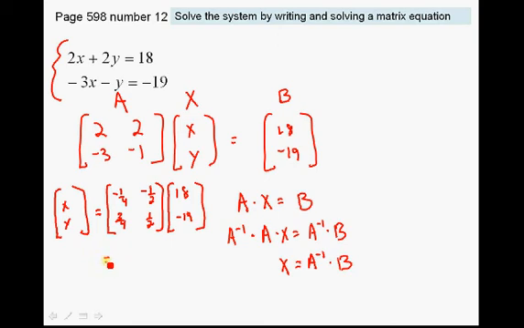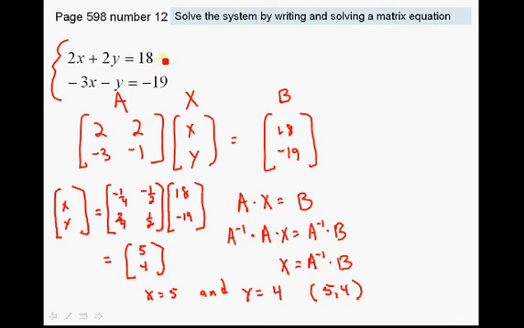And when you crunch those numbers, when you multiply these two matrices together, and you've supposedly done a fair amount of that already, you will get the vector 5, 4. So that means x equals 5 and y equals 4, or the ordered pair 5, 4. So this represents the solution set to this system of equations.